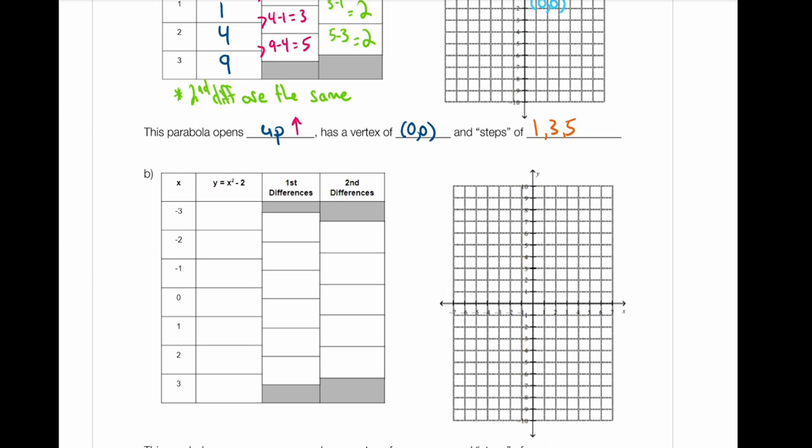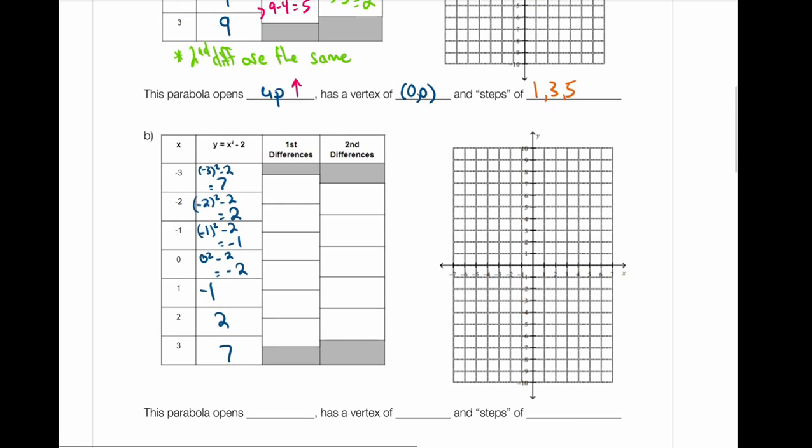Example B, same idea, just a different equation. So here if we're going to plug it in, -3 squared minus 2 should get 7. -2 squared minus 2 is 2. -1 squared minus 2 is -1. 0 squared minus 2 is -2. And so on. So again, 7, 2, -1, -2.